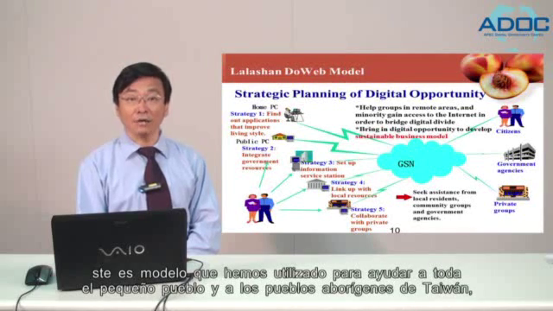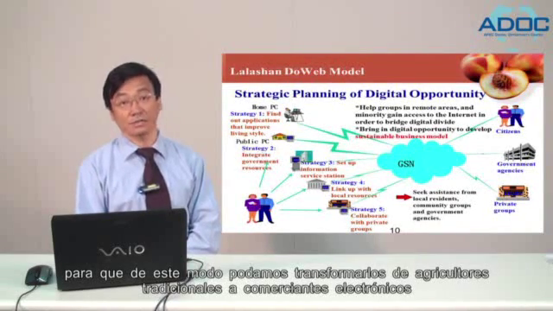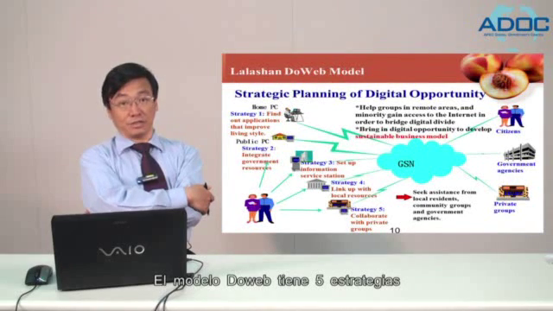It is the model that we use to help all the small village and Aboriginal people in Taiwan so that we can transform them from traditional farmers into e-marketers. The Do-Web model has 5 strategies.